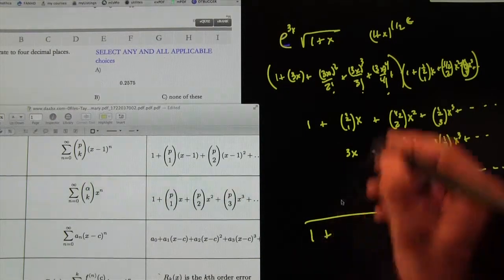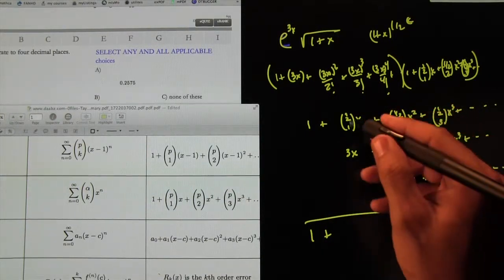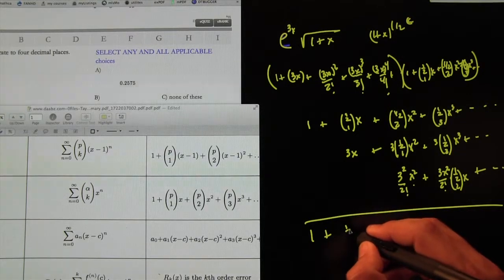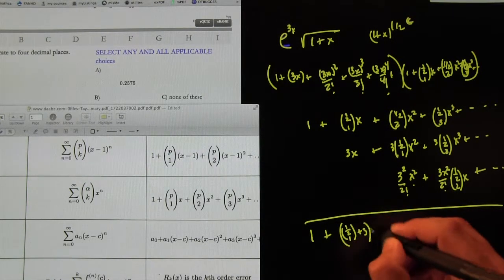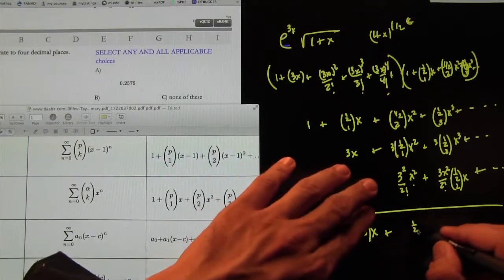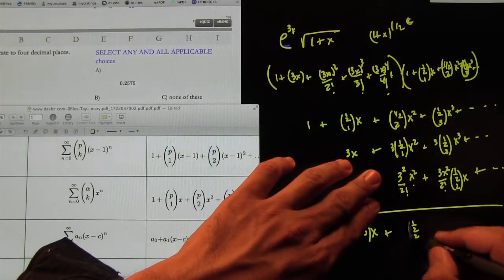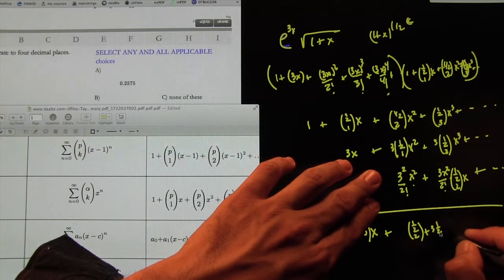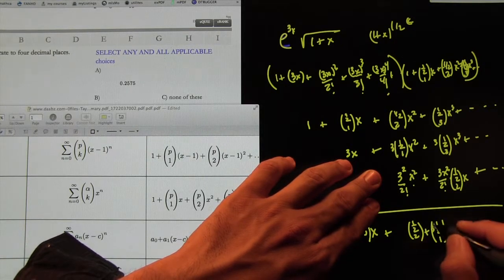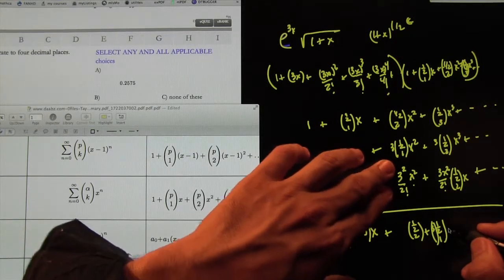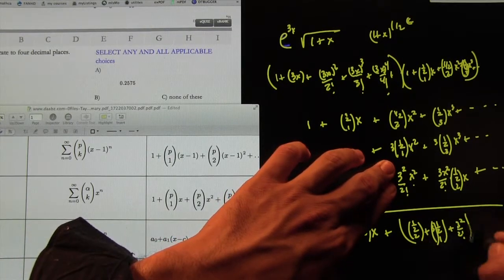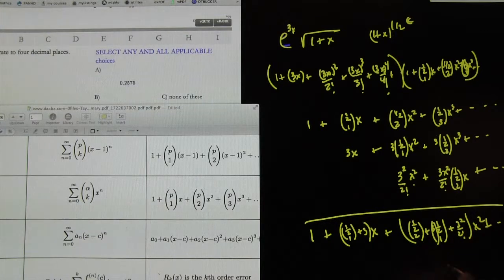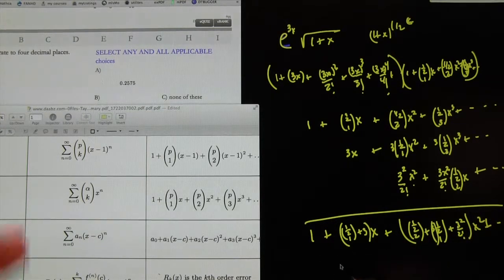So it'd be 1 plus 1/2 choose 1 plus 3 times x, plus 1/2 choose 2 plus 3 times 1/2 choose 1 times x squared, plus 3 squared over 2 factorial times x squared, and so on and so forth. So now you just have to compute this and see which one it matches.